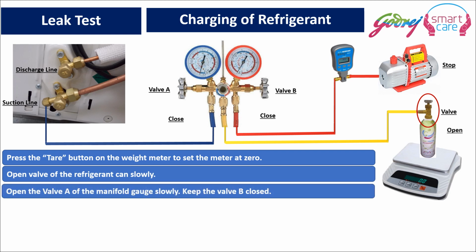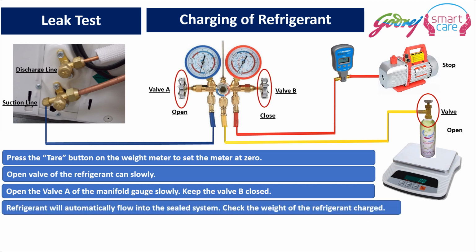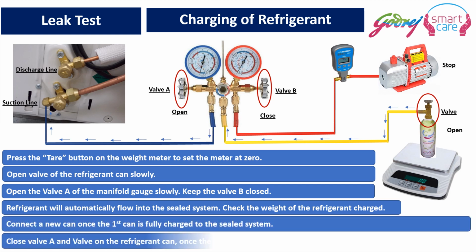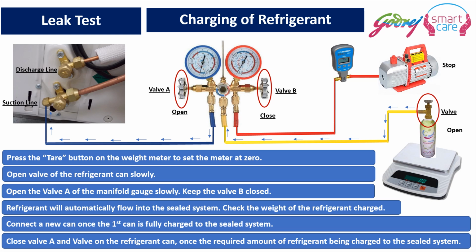Open valve A of the manifold gauge slowly and keep valve B closed. Refrigerant will automatically flow into the sealed system. Check the weight of the refrigerant charge. Connect a new can once the first can is fully charged to the sealed system. Close valve A and the valve on the refrigerant can once the required amount of refrigerant has been charged to the sealed system.